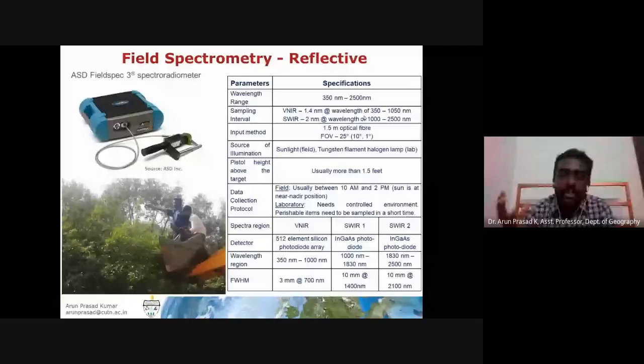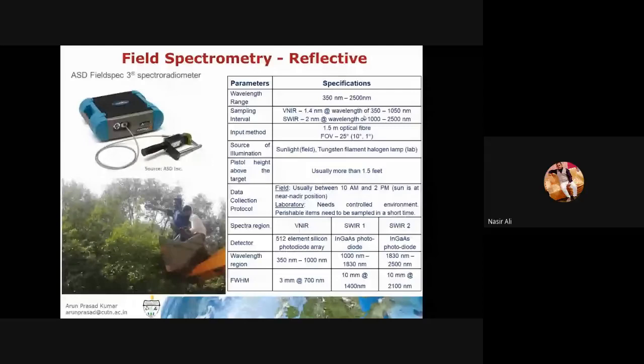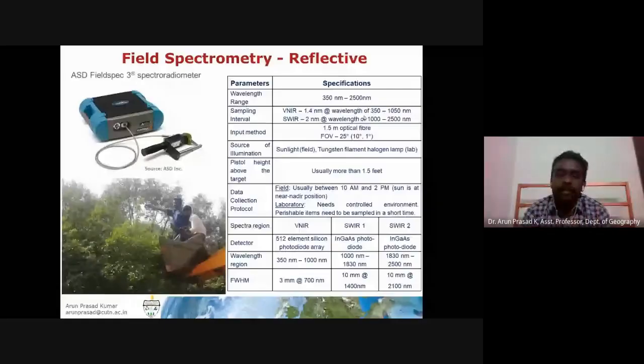As a source of illumination, in the field we have sunlight, which is passive. In a controlled environment like a laboratory, we don't have sunlight, so we have to provide a similar source, for which we can use a tungsten filament or halogen lamp. The sensor height above the target is usually more than 1.4 feet. In the field, the sun's position is very important: the sun should be near nadir, near noon time, so 10 a.m. to 2 p.m. on a clear sunny day is ideal for collecting spectral data. In the laboratory there is no time limit, but the environment should be highly controlled, so that no external objects or reflections influence the reflectance of the material.